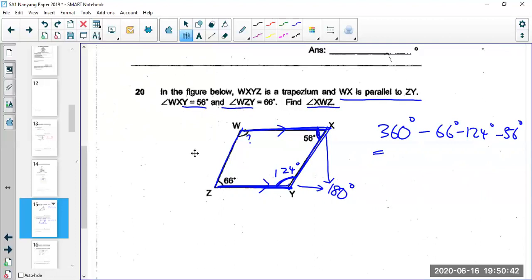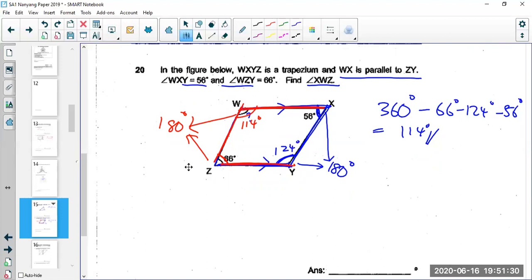Oh, by the way, there's a faster way. You take 360 minus 66 minus 124 minus 56. So you get 114 degrees. But actually, there's a faster way. Look carefully. Can you see the two lines that are parallel? This angle and this angle also add together to equal 180. That's a faster way, right? Then you take 180 minus 66, you will get 114. Same answer, only one step. So this property is very important, because it will help you to solve harder problems later on.